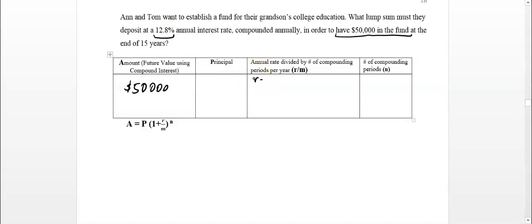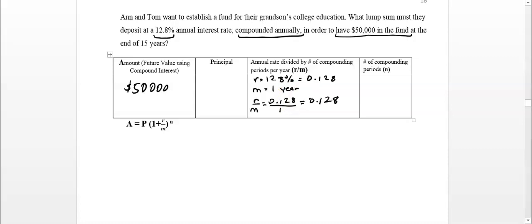The annual rate, which is 12.8%, we convert that to a decimal, and that equals 0.128. We use that by dividing by the number of compounding periods per year. And compounded annually, of course, is just a 1-year compounding period. So we write the fraction R over M using 0.128 over 1, which is the same as 0.128.